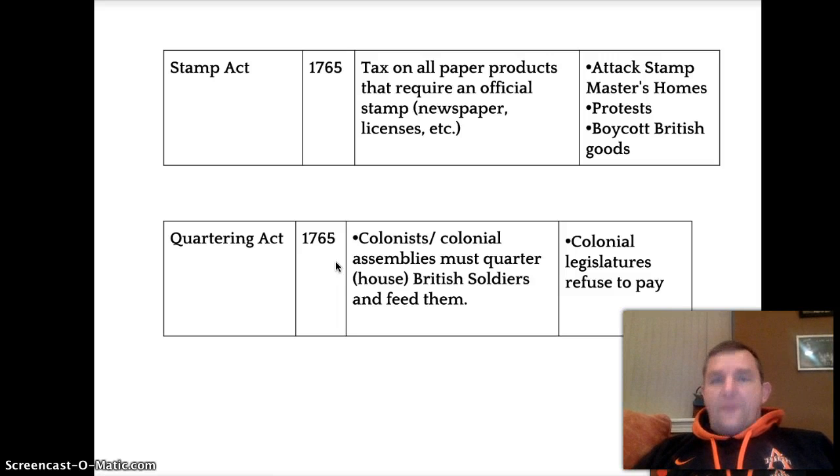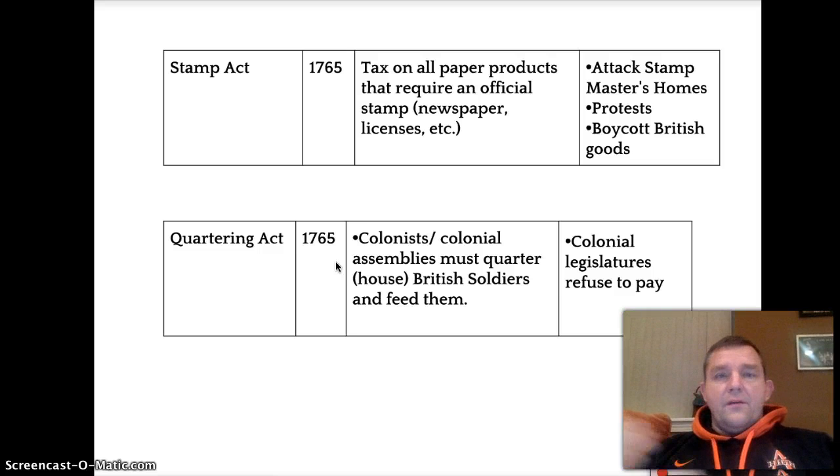And they get your food, and they get your fireplace. So obviously the colonists were very upset about this. Many of the colonial legislatures, colonial assemblies, refused to pay to house British soldiers to come to the colonies to enforce laws that the colonists didn't like in the first place.